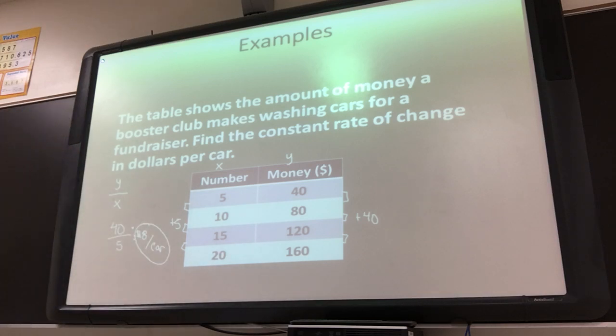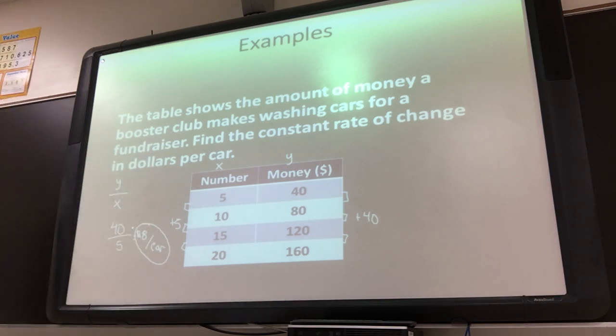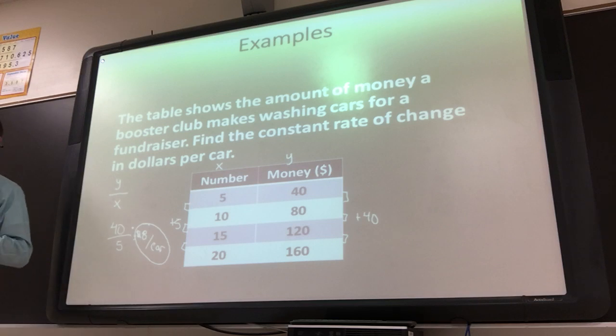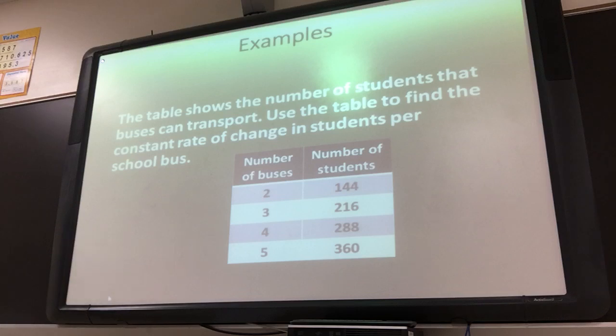So that's that constant rate. We find what it's changing by from one to the next, write that, and then we're going to write that rate as y over x and simplify it. So similar to what we did yesterday, we also did this earlier before fall break talking about unit rates. We did that a lot with a table like this. Okay? So I want you all to go ahead and do the next one. Figure out what x and y are, find the change, write it as y over x, and simplify it.